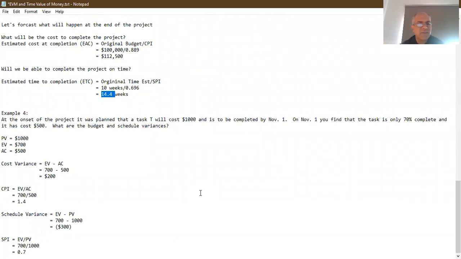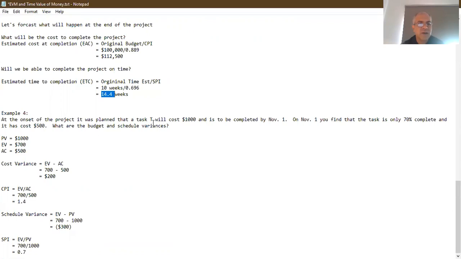And the last example is that we have a project that at the onset was planned to cost us $1,000 to complete, and we are planning that it's going to finish on the 1st of November. We go and check our progress on the 1st of November, and we find that only 70% of the project has been completed, and it has cost us $500 so far.